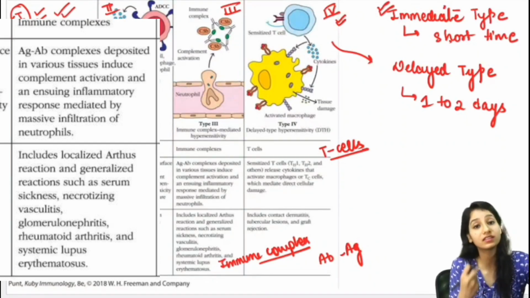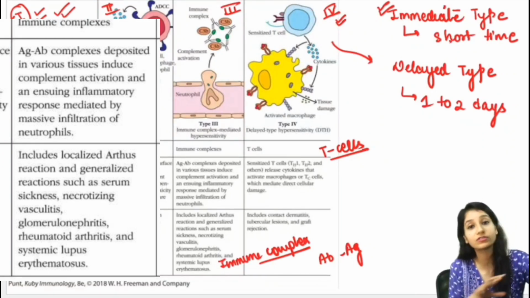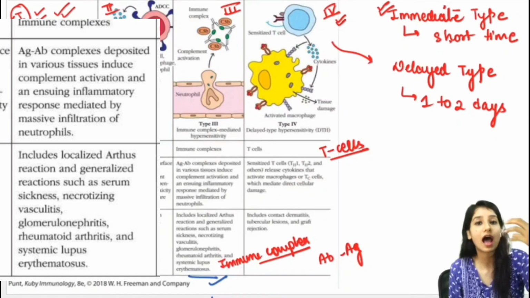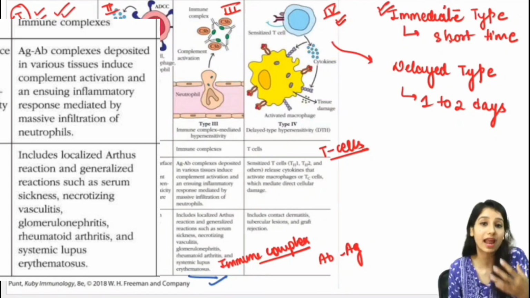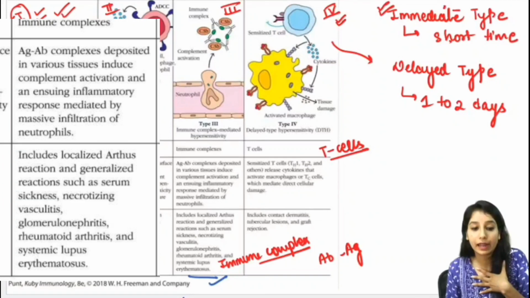Still our body is considering it as a foreign antigen. So in that condition, it won't be cleared at all. 100% it can't be cleared. So in this condition, for example, systemic lupus erythematosus, the antigens are our own DNA, and antibody are binding with this. So it can't be cleared because it's our body part, it's our DNA.